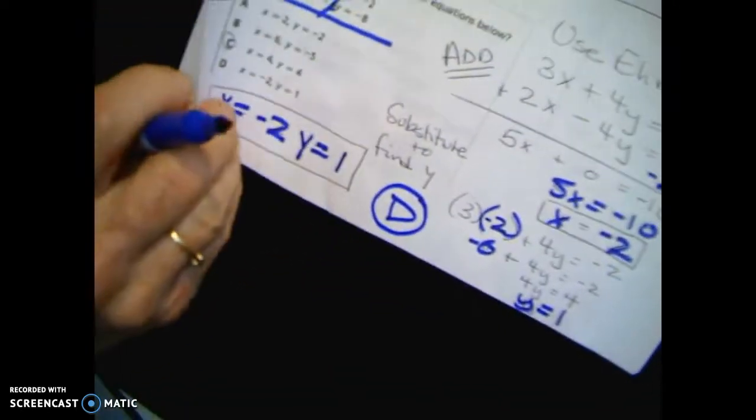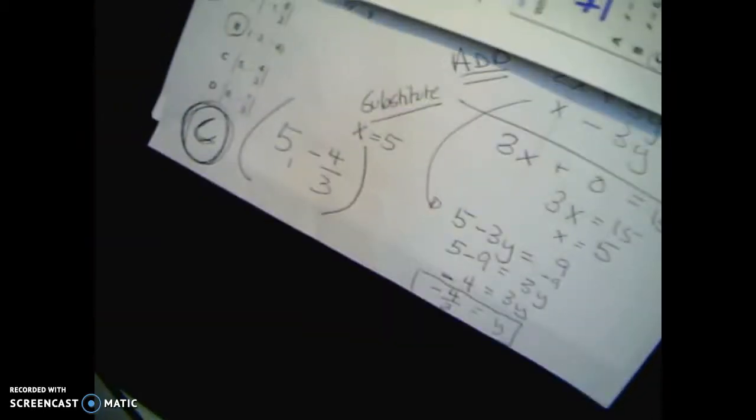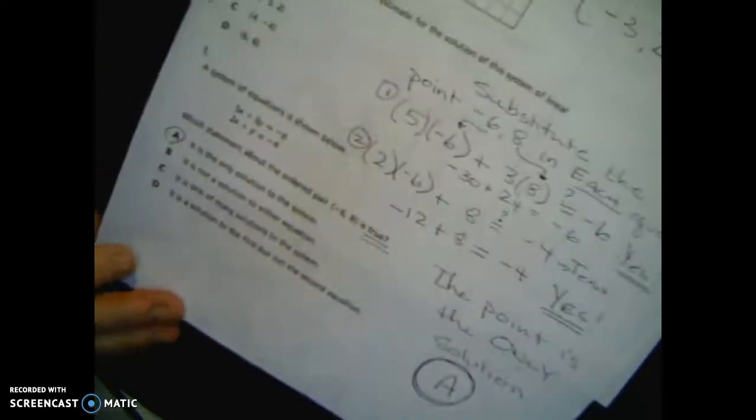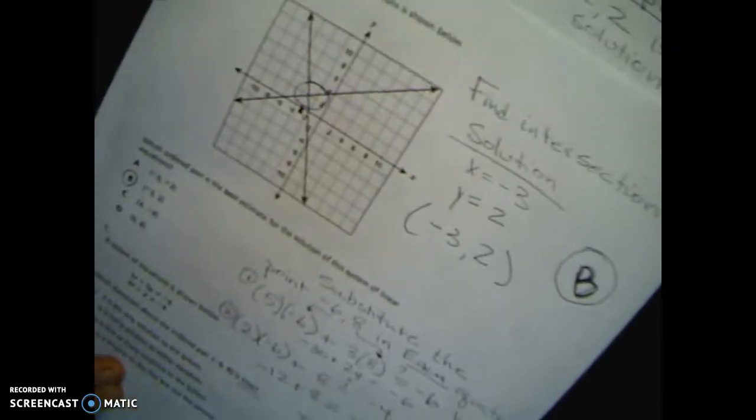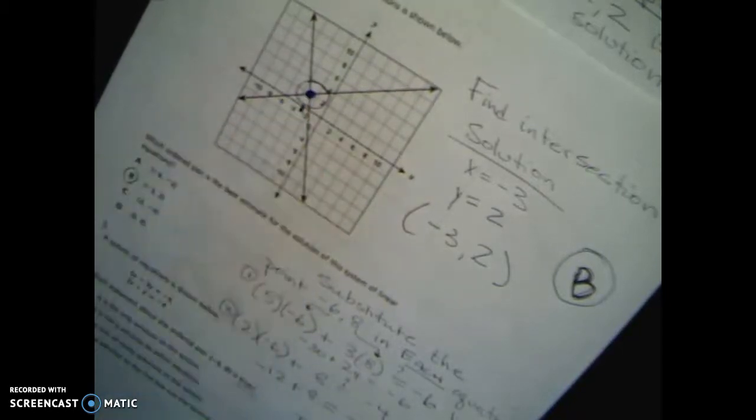Okay, moving along. We are on to question 4. Can't see it. There you can. Once again, this is getting pretty boring. The graph of a system of linear equations is shown below. So where these things intersect is my solution.